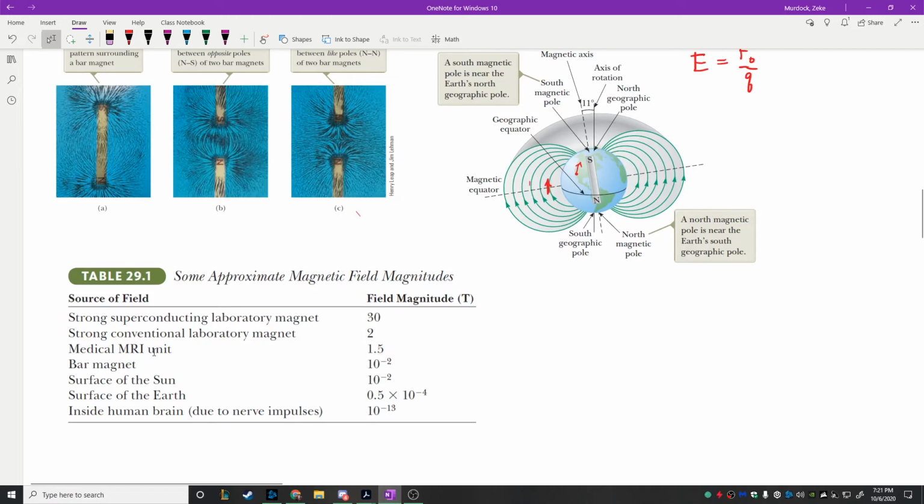Medical MRI units have magnets inside of them. A superconducting laboratory magnet is another example. We used these at the job that I used to work at, a national laboratory. We had big magnets like these that were designed to cause charged particles to move in circular patterns. We'll talk about that a little bit later. But the magnetic field of the Earth is really weak.